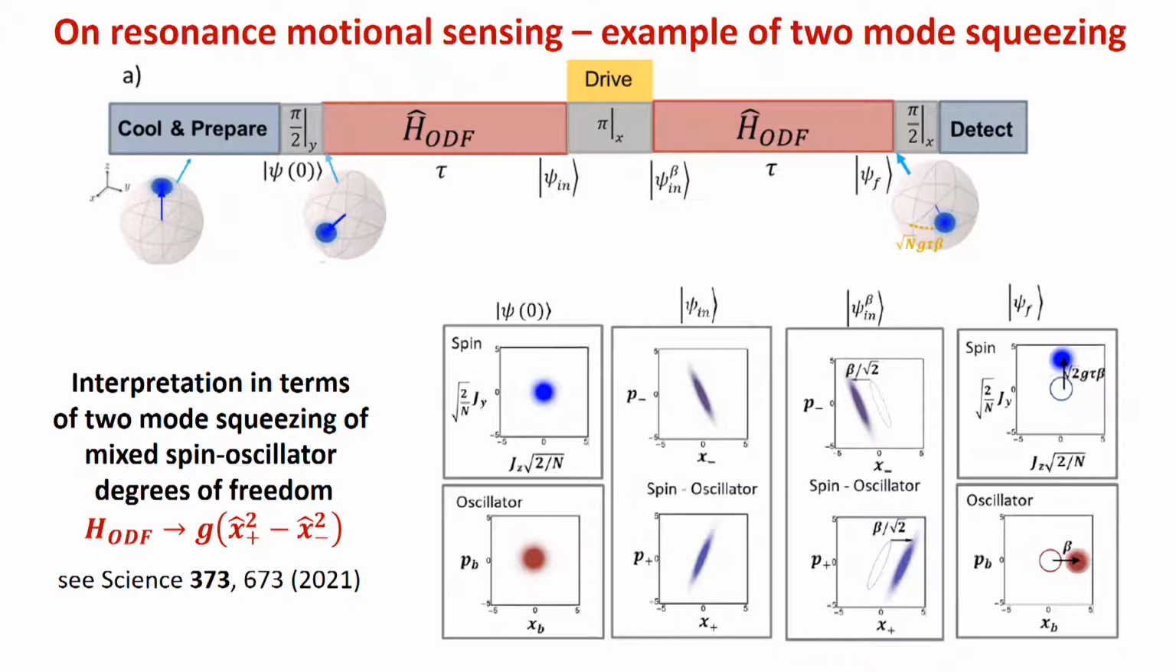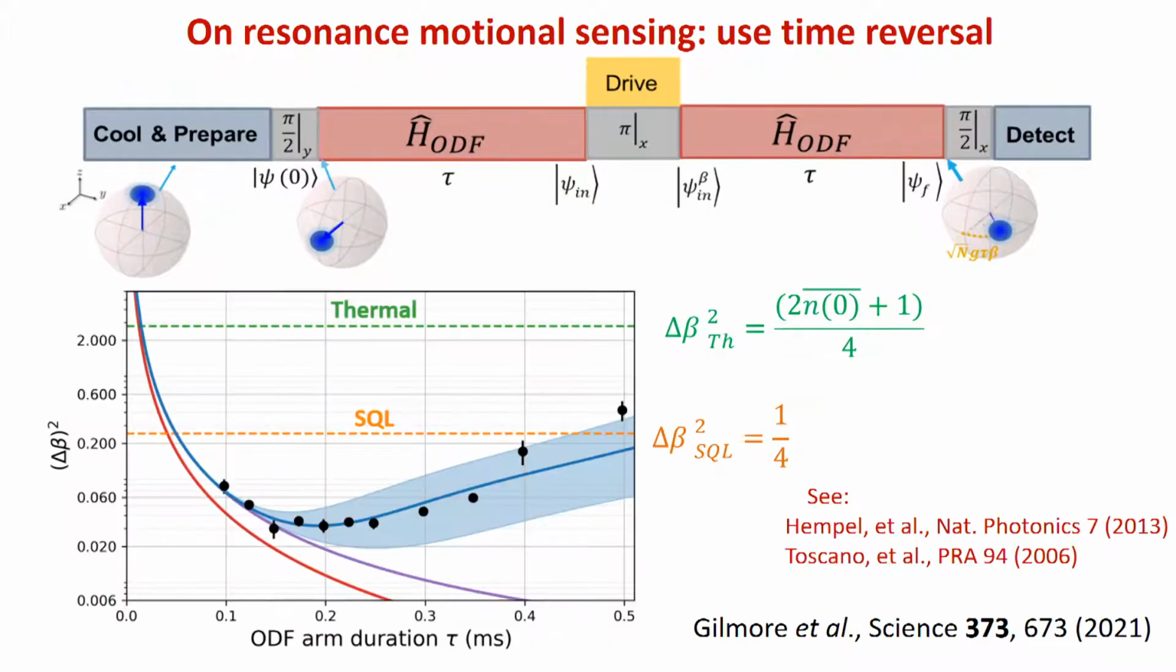So let me show you some measurements. Here I plot our experimentally determined variance in measuring a small amplitude beta as a function of the application time tau of the spin-dependent force. One would expect that our sensitivity is going to improve with time. That's what these theory curves show.